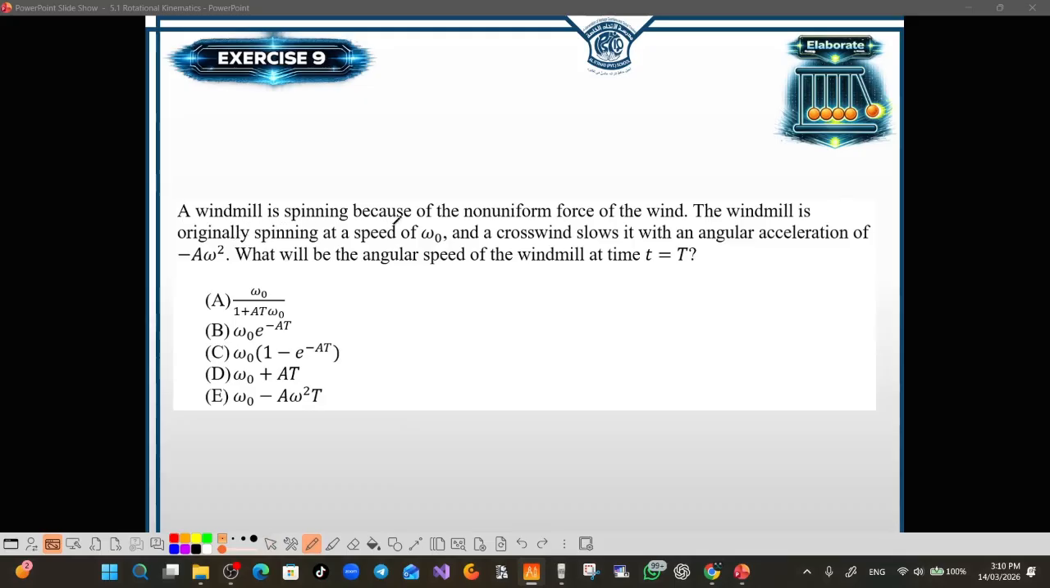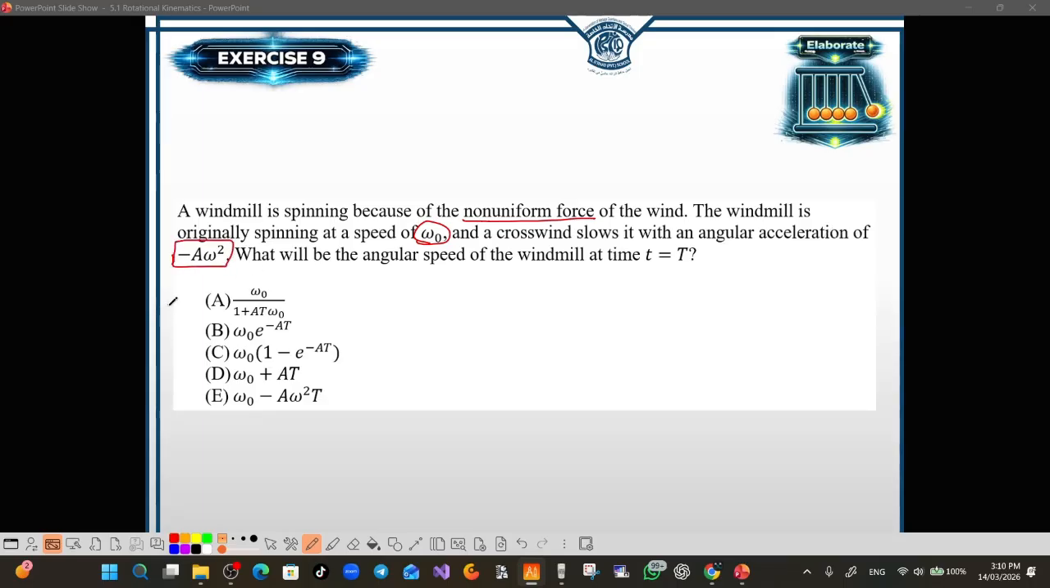A windmill is spinning because of the non-uniform force of the wind. So we have a non-uniform force acting on the windmill because of the wind. The windmill is originally spinning at the speed omega zero. This is the original speed or the initial speed. And a crosswind slows it with the angular acceleration of minus a omega squared.